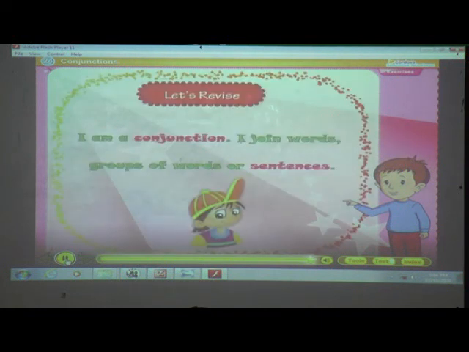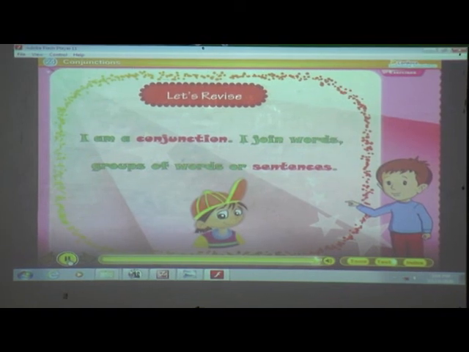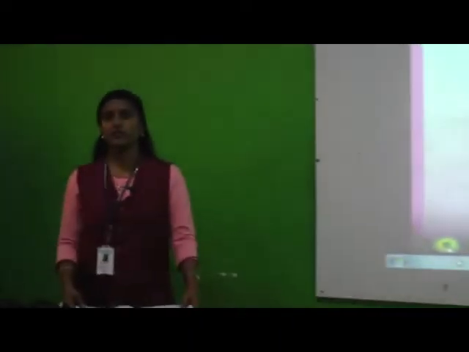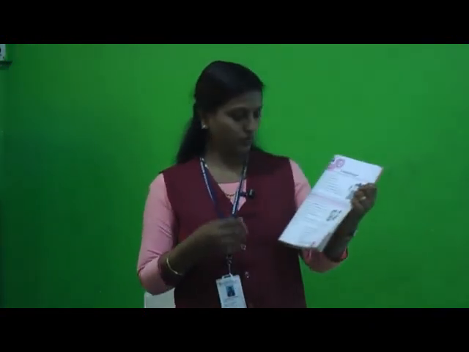Let's revise. I am a conjunction. I join words, groups of words, or sentences. So in this way we have finished today's lesson, that is lesson number 23, conjunction, the second part. Now students, what you have to do, I hope that you have understood what we have learned. So here can you see some space? Okay, so whatever conjunctions we have learned, for example and, but, here you have to make a list of all the conjunctions, how I have told you to do in lesson number 22, that is preposition.